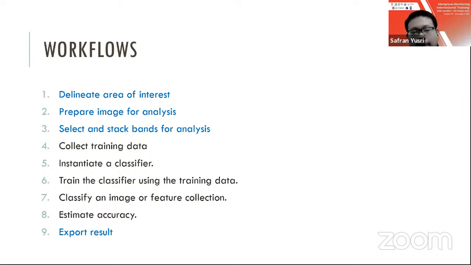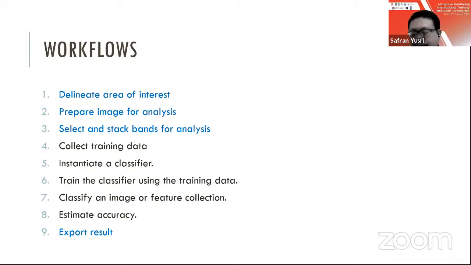The first thing we should always do is delineate our area of interest, and then prepare the image for analysis. If you want to use Landsat, you can use Landsat. For Sentinel you have a different way of calling it, and for MODIS you also have a different way. The one missing in Google's tutorial is that you have to select and stack bands first for analysis. So instead of using Google's tutorial, use this workflow for image classification with machine learning using Google Earth Engine.